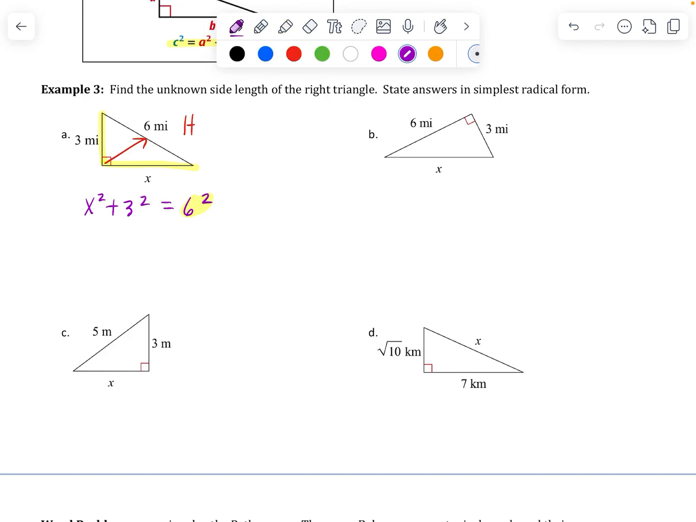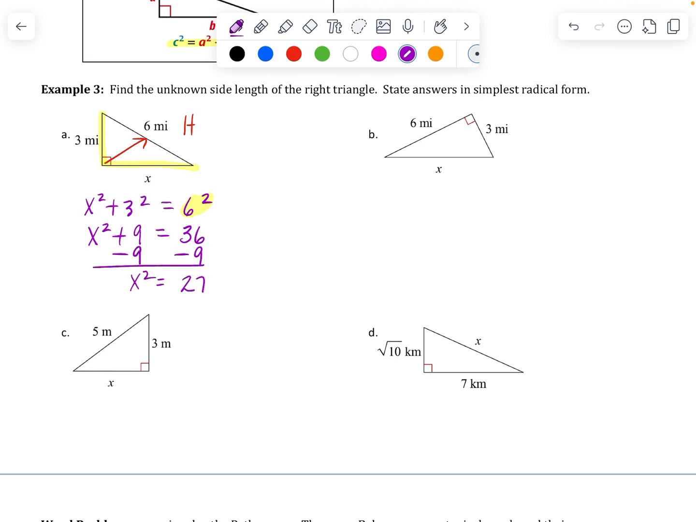When you have an equation like this, always take the numbers and square them first. So x squared plus 3 squared, which is 9, equals 6 squared, which is 36. Algebra is all about isolating the variables, so subtract 9 from both sides. We end up getting x squared equals 27.